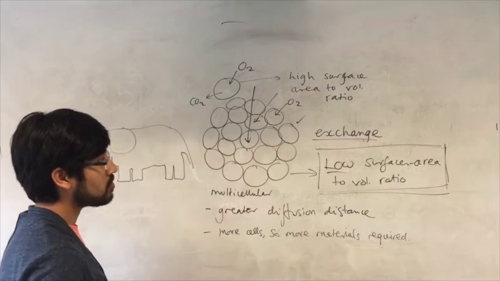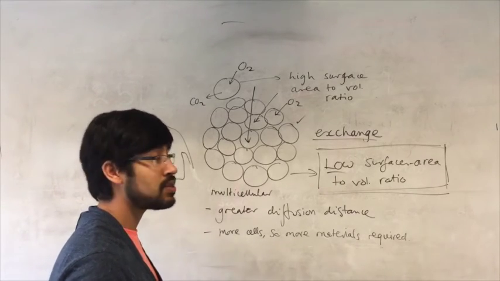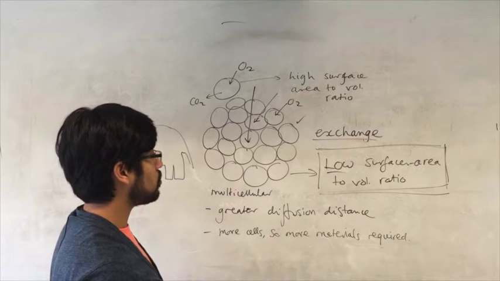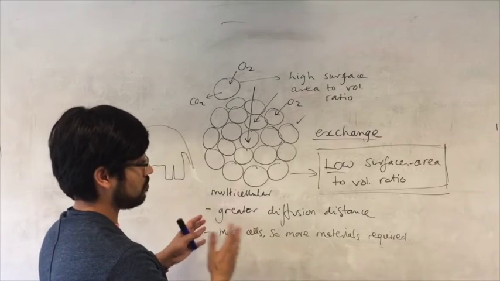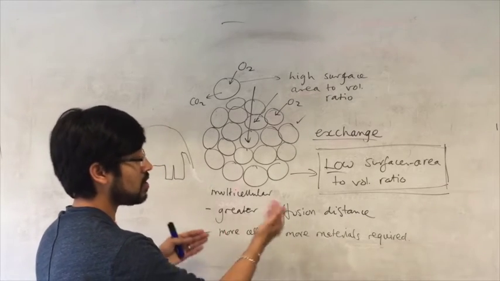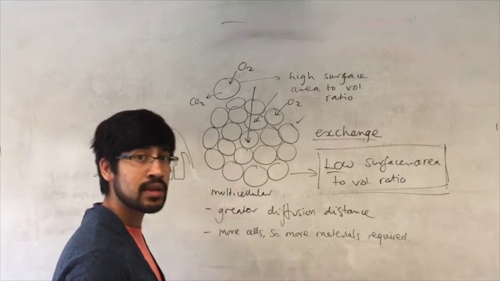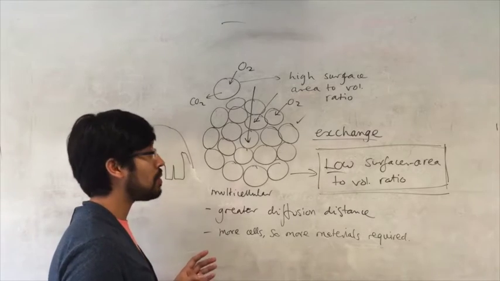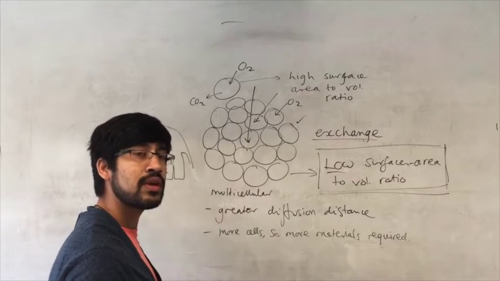For this reason, you need specialized exchange tissues and organs, and cells even, to A, account for the diffusion distance, and B, get enough materials to support such a large organism with so many cells. So when I come back we'll talk about what the features of a specialized exchange surface are.